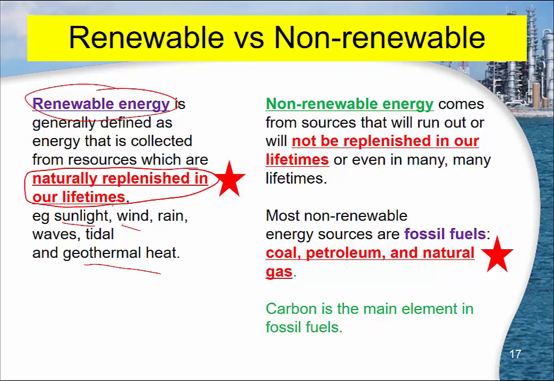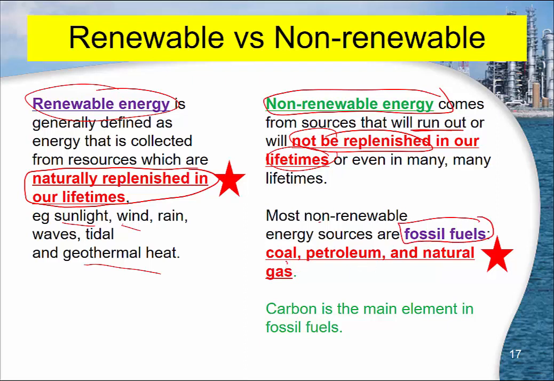So it's called renewable. Non-renewable sources of energy are the kind of sources that actually run out, or cannot be replenished in our lifetime or even many lifetimes. For example, if it takes a million years, we can never see it replenished. So non-renewable resources are something that you use up and then they will never be there anymore. So they're all called fossil fuels.